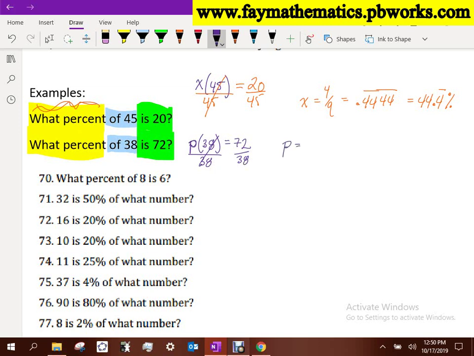72 divided by 38 is 1.89. Now, what does that mean, though? 189. As a percent, it's 189%. Well, think about this. Instead of using 72 and 38, let's use 76 and 38. What would I get if I took 76 divided by 38? I'd get 2, right? So moving my decimal place 2 spots to the right, I would get 200%.